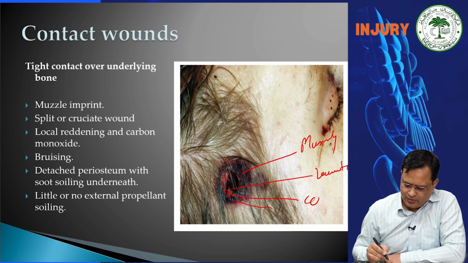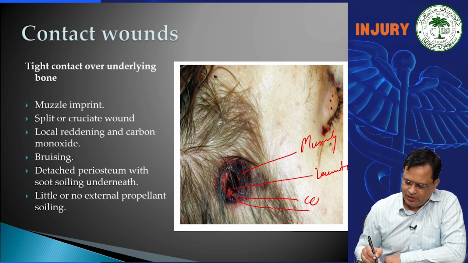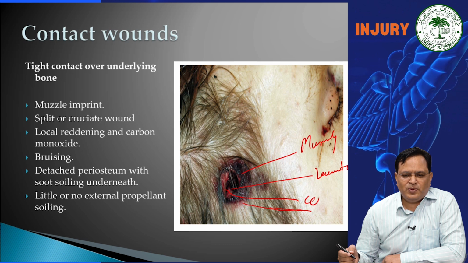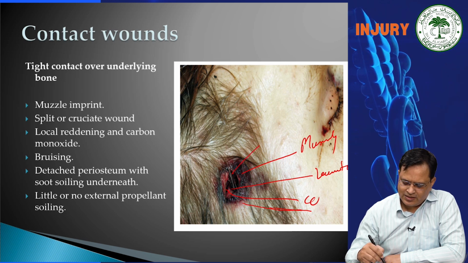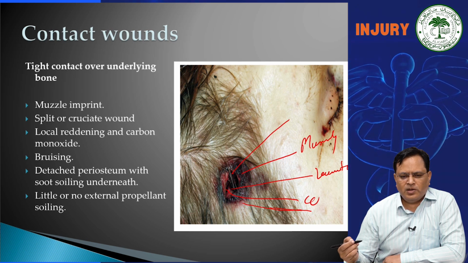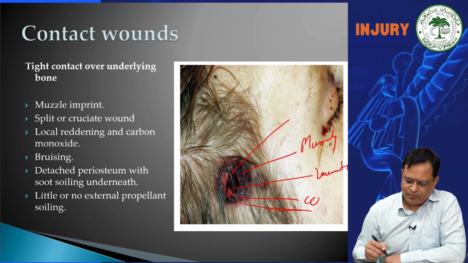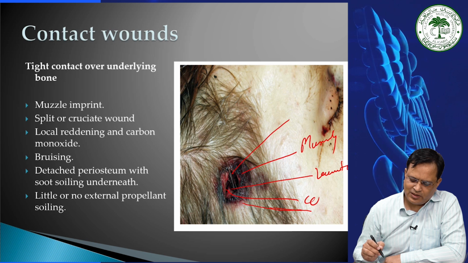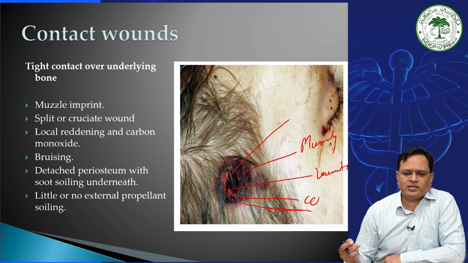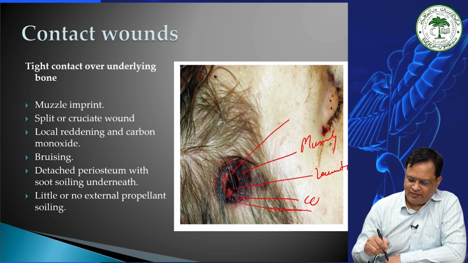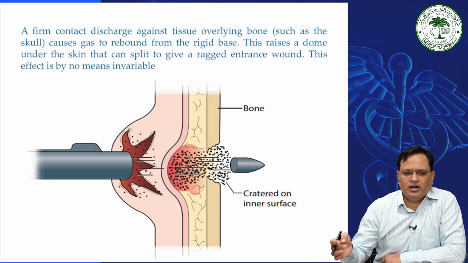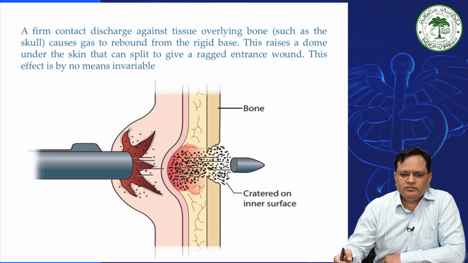You can see the bruising and redness present here. Detached periosteum; we can see the periosteum being torn out. A little or no external propellant swelling. Sometimes swelling is present, but sometimes there is little or no external propellant or sidewise injury. This is the pictorial diagram.